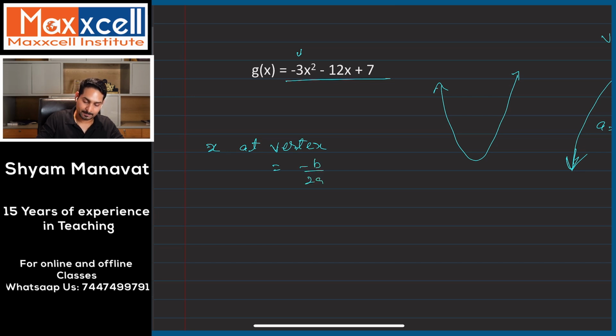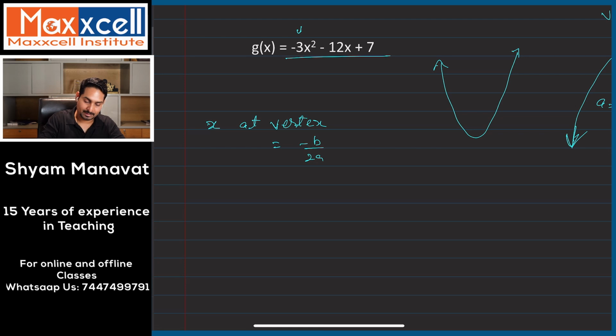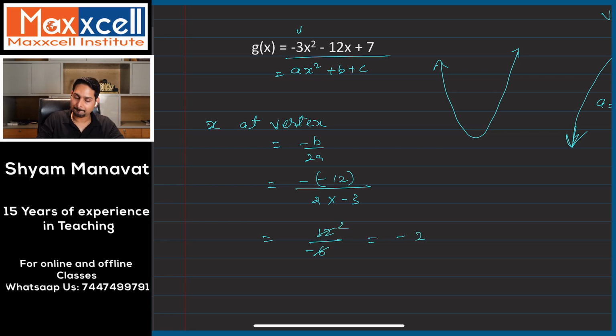So let's talk about this. What is minus b here? Compare this quadratic function with the general form of quadratic, ax square plus bx plus c. So b is what? Minus 12. So I will say this is minus of minus 12, divided by 2a, so 2 into minus 3. Here we have 12 by minus 6, this is 2. So this will get you minus 2. Clear again? Okay.